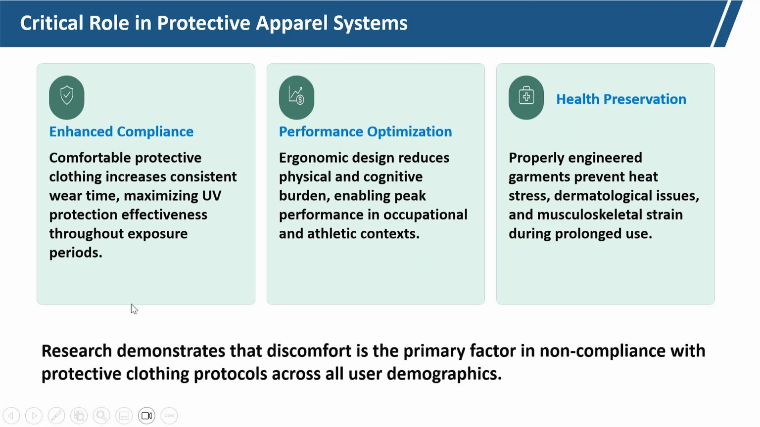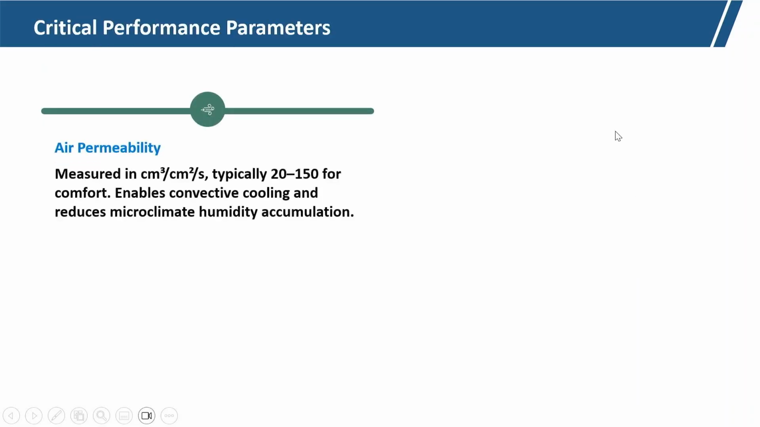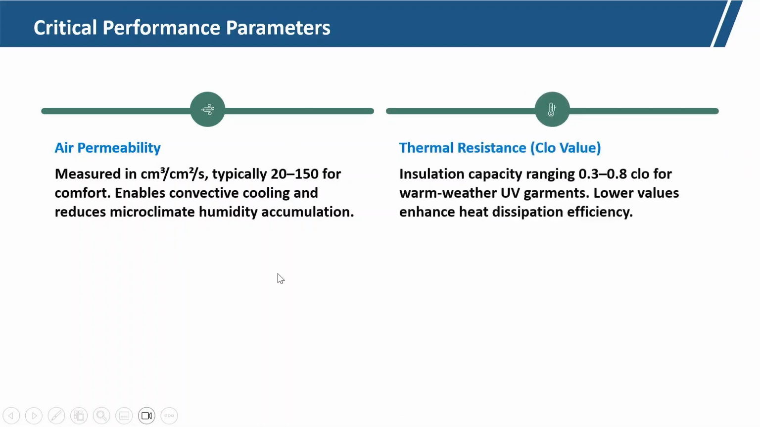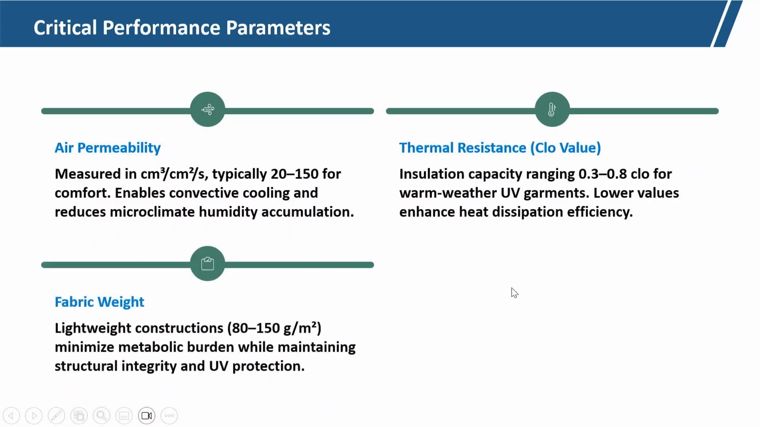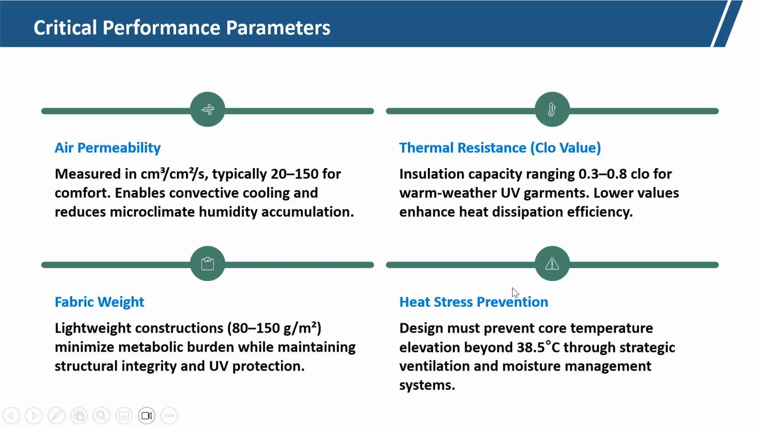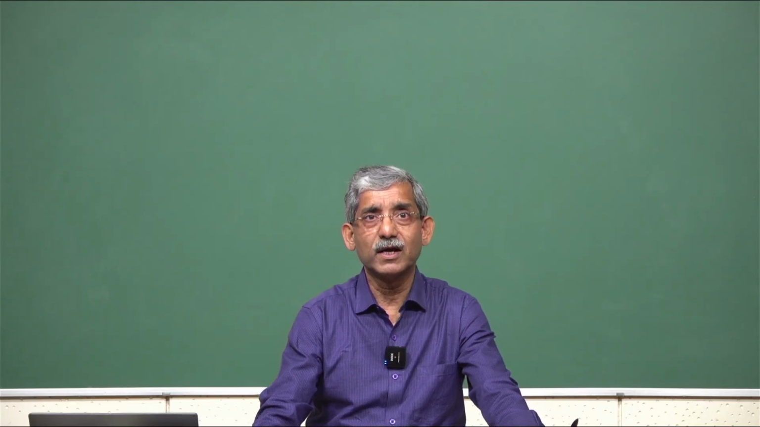Research demonstrates that discomfort is the primary factor of non-compliance with protective clothing protocols. So, that is very important. The critical performance parameters are air permeability, thermal resistance, fabric weight, which we have already discussed, and heat stress prevention, along with moisture vapor transmission. These are the critical parameters for any protective textiles, and we will stop here.